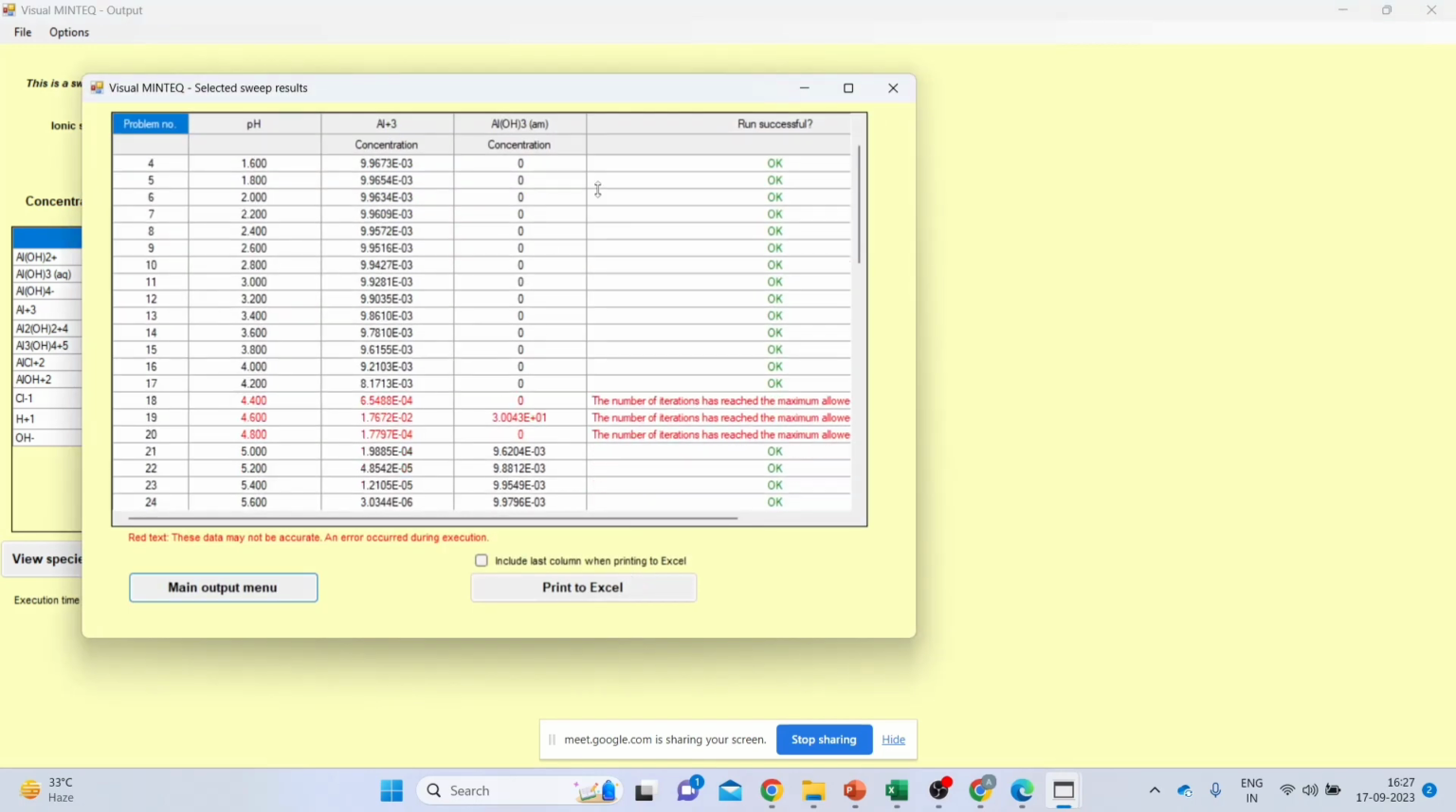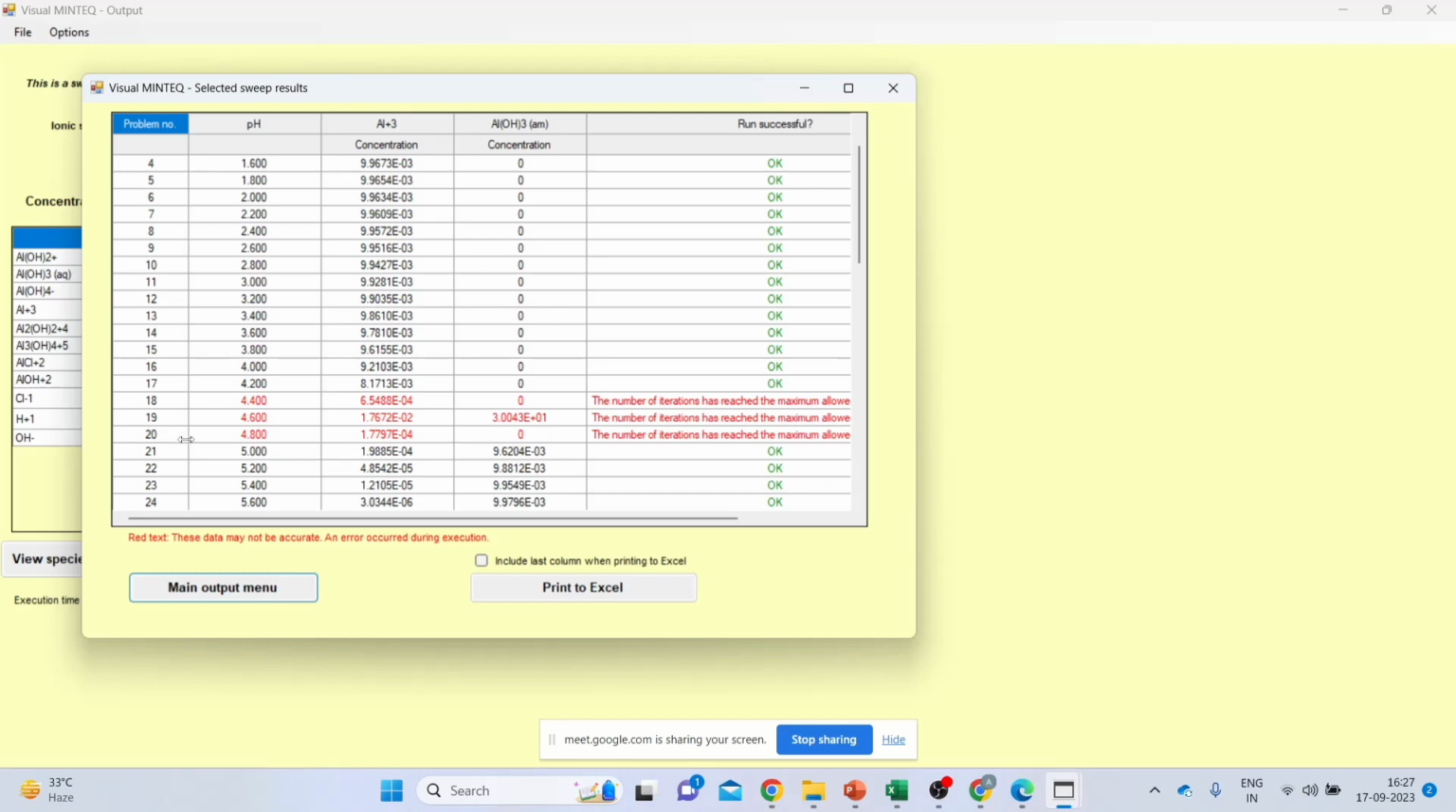So here we can see that, sorry, I have added the concentration. Okay, no problem. We can see from the concentration also that till pH 4.2 nothing is being formed, and also we can see that 4.4, 4.6 and 4.8 are showing red. So there is some error which has occurred during execution, but we can see that around 4.6 aluminium hydroxide has started being formed, and at 5 we can see that it is 9.6 × 10^-3 molar is the concentration of Al(OH)3 aqueous form.